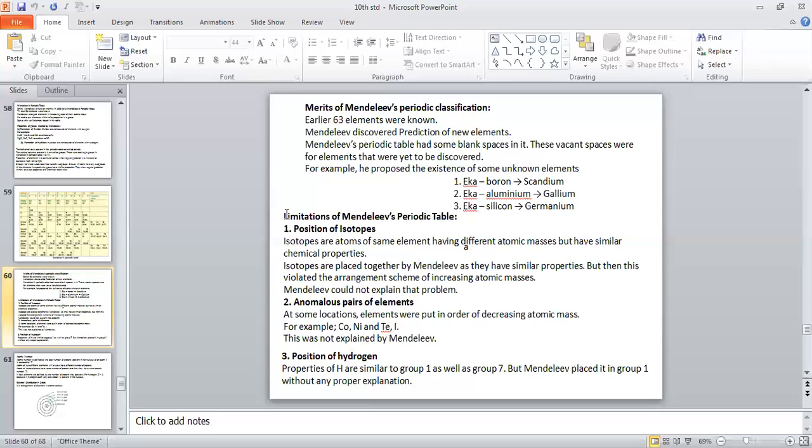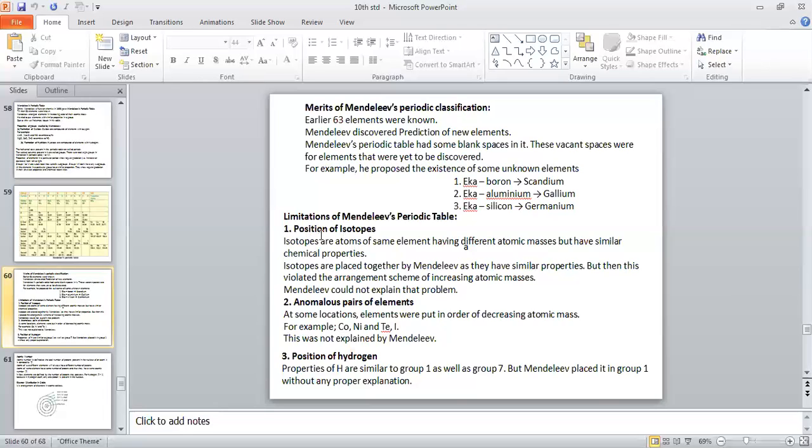Now, there are some limitations of this Mendeleev periodic table. One of the limitations is position of isotopes. We know isotopes are the atoms of the same element having different atomic mass but similar chemical properties, and isotopes are placed together in the Mendeleev periodic table. They have similar properties. So this is not explained by Mendeleev. That is why isotopes have the same position, why they don't have different positions.